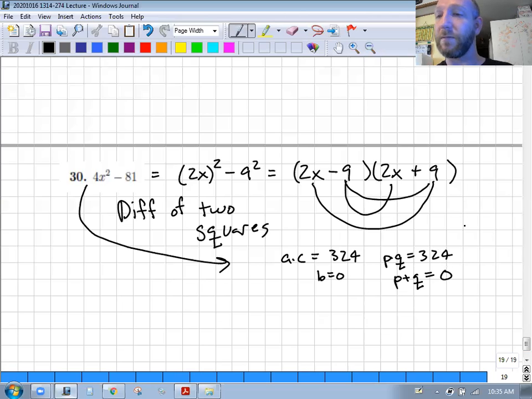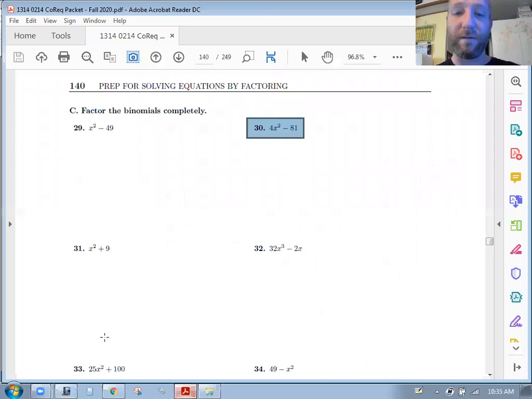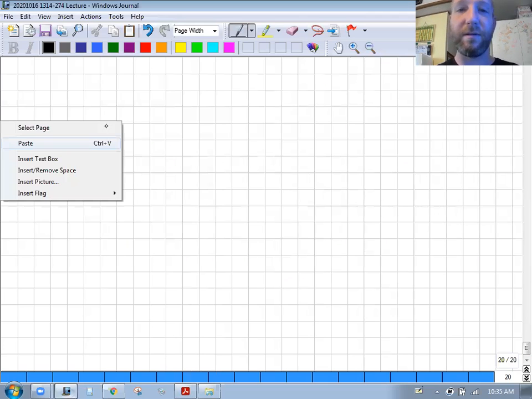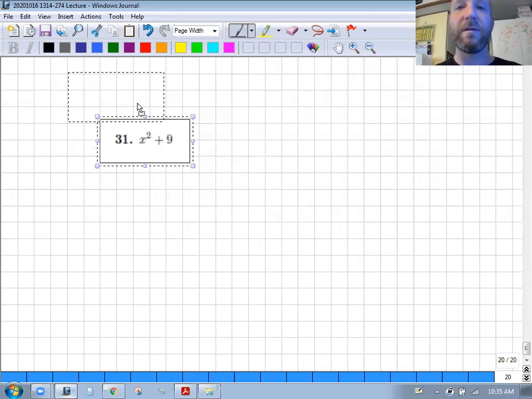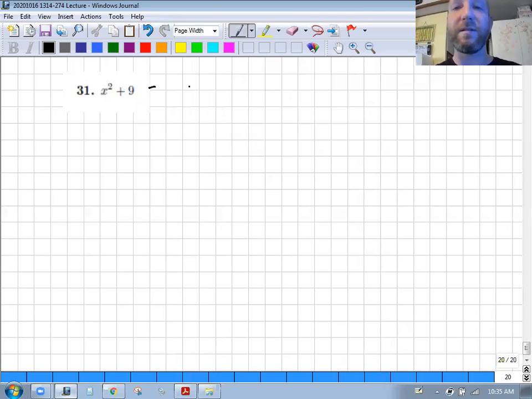And so, when it comes to when B is 0, you want to use your square root, your difference of two squares method, okay? So like this one. All right, this is x squared plus 3 squared, right? That's not the difference of two squares, right?